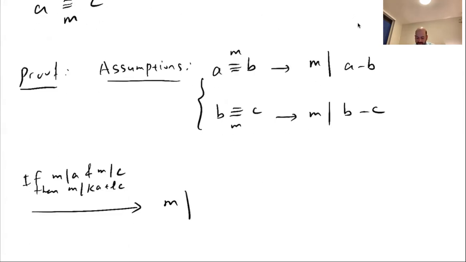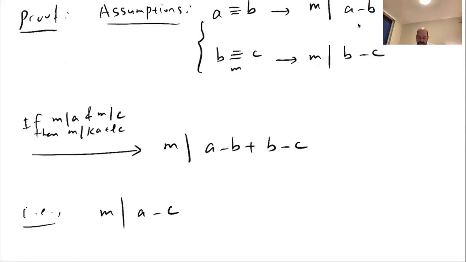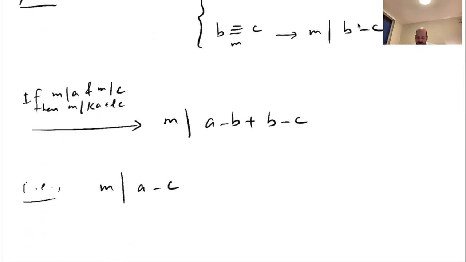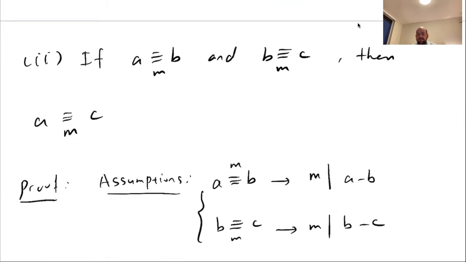So M divides A minus B plus B minus C, i.e. M divides A minus C. A minus B plus B minus C is A minus C. And that means A is congruent to C modulo M, which is what I needed. If M divides A minus C, that means A is congruent to C modulo M.